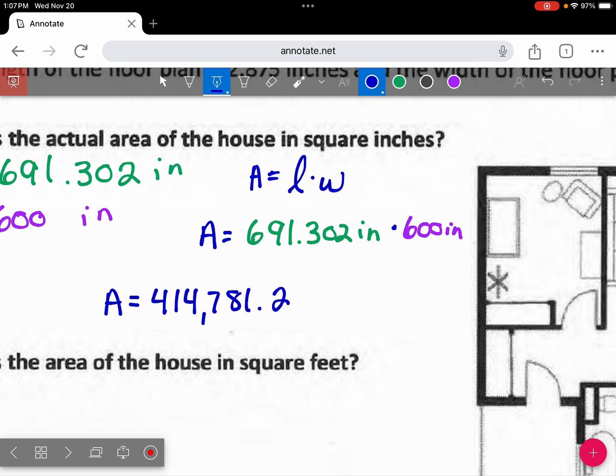781.2. What's our unit on that? Square inches. Yeah, inches times inches. So I have inches squared, which is super great. Not super helpful. Square inches is really only useful if you are ordering teeny tiny baby tiles that are 1 inch square. Because if I wanted to cover my whole house with teeny tiny 1 inch square tiles, I would need 414,000 of them. That would be a lot of teeny tiny 1 inch tiles.